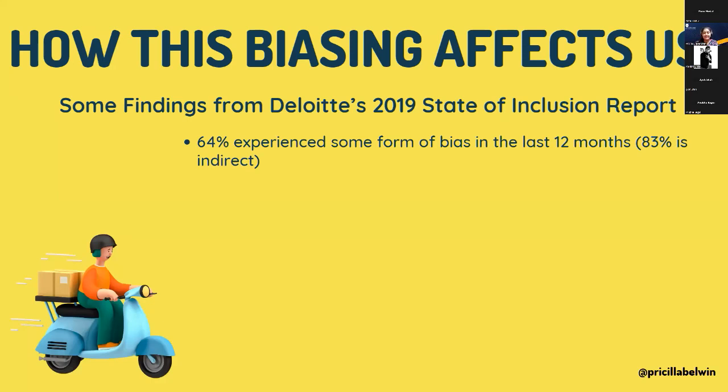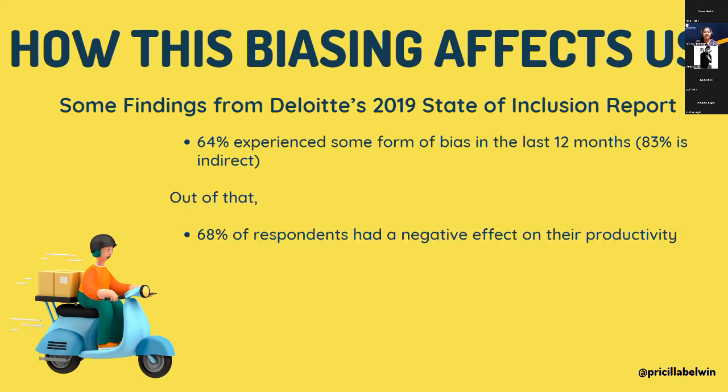They said 64% of people experienced some form of bias in the last 12 months, right? And of that, 83% is indirect. Indirect in the sense it's a kind of unconscious bias, where people are doing it indirectly to them, without knowing it as well. And out of that 64%, 68% said it had a negative effect on their productivity.